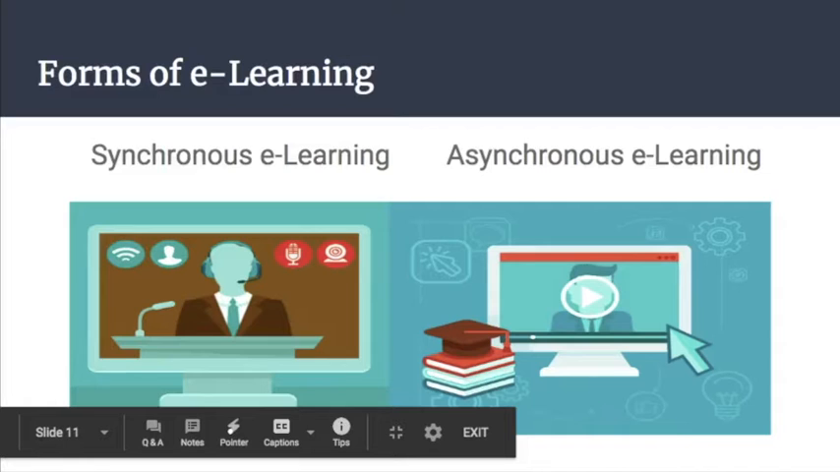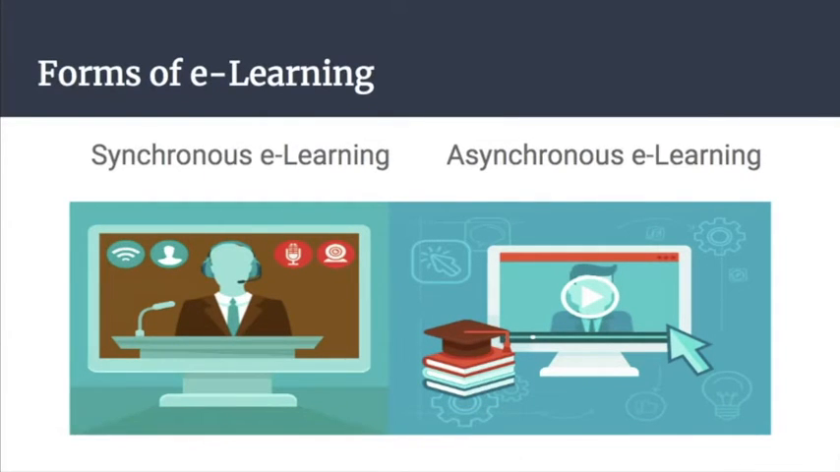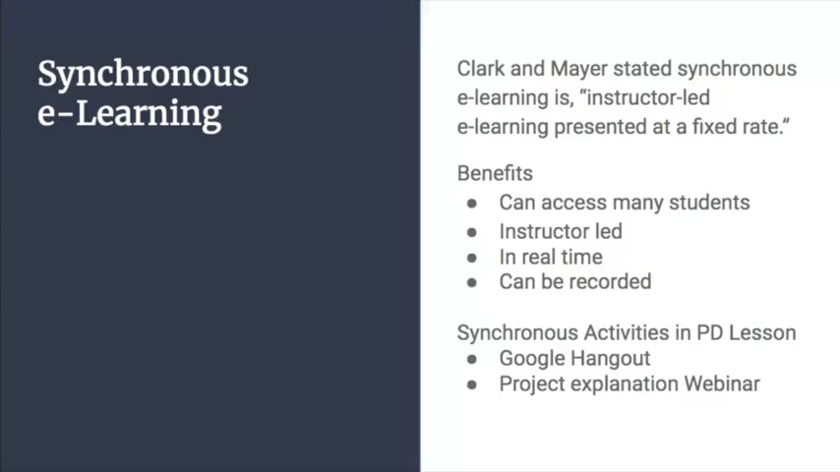We are going to look at 2 different forms of e-learning. They are synchronous and asynchronous e-learning. First, we will explore synchronous e-learning. Synchronous e-learning is an instructor-led course where the students are working at a fixed rate. This means that the students must log on to a webinar or virtual classroom at a specific time.